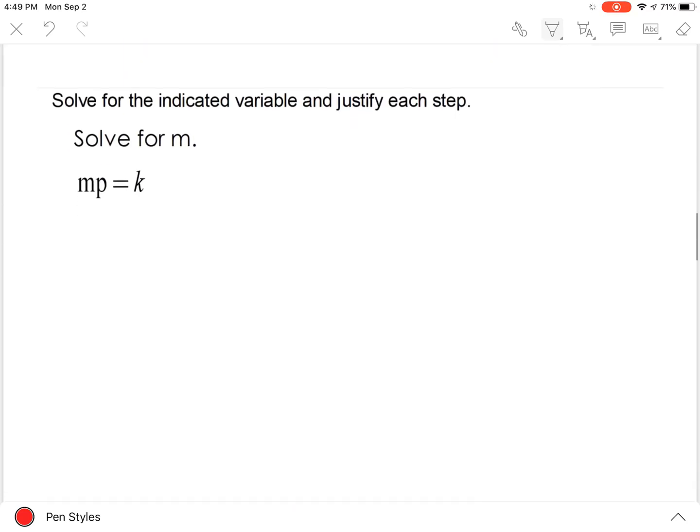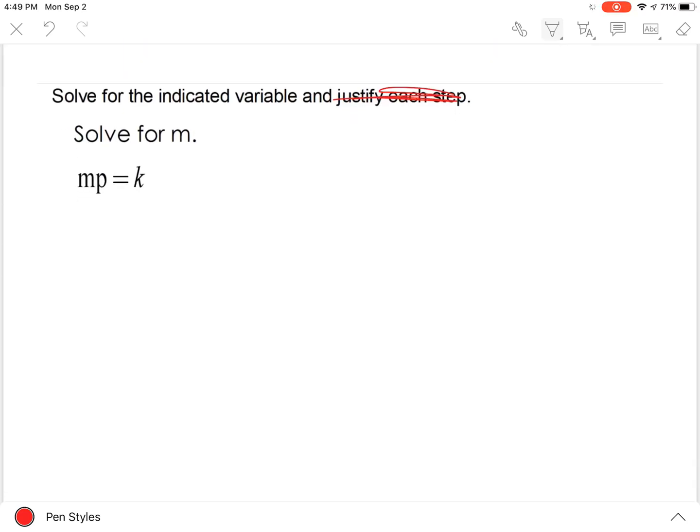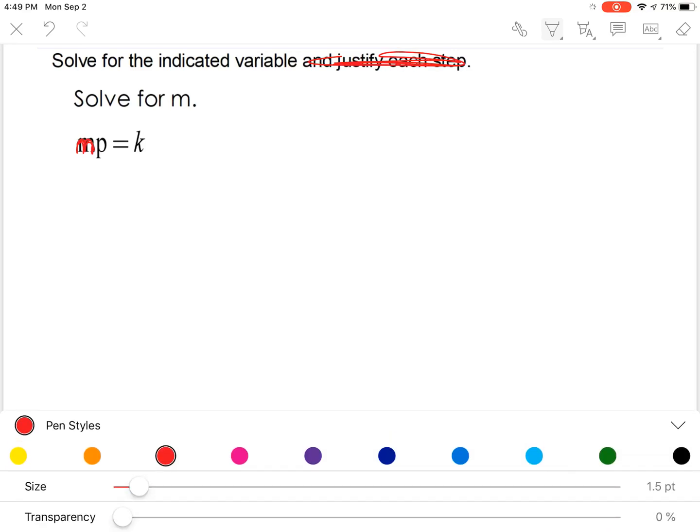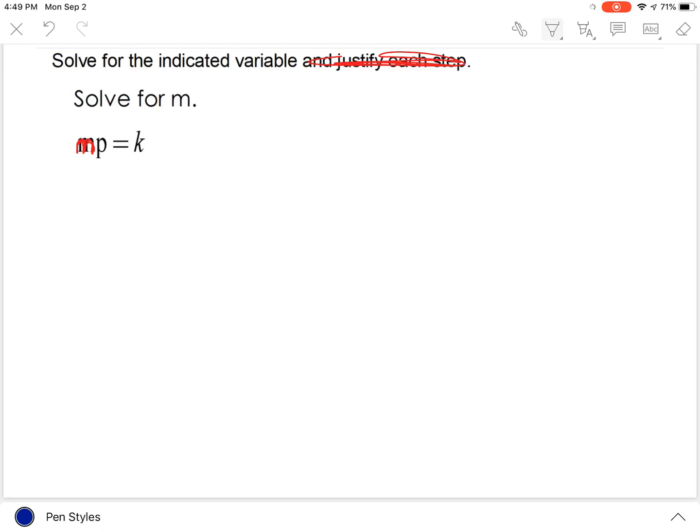Let's look at another one. So we want to solve for the indicated variable. In this problem, our indicated variable is m. So we want to solve for m. So we have m times p equals k. Well, we are multiplying m by p. The opposite of multiplying by something is dividing. So we are going to divide by our variable p on both sides.